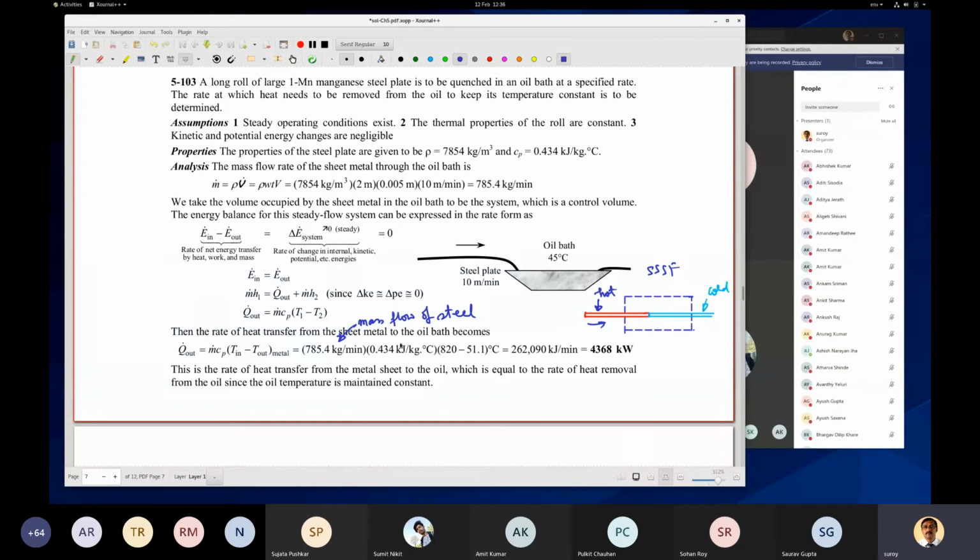So from here we know how much of the heat has to be transferred to the oil bath. And the oil bath also has to be continuously cooled so that the temperature is 45 degrees centigrade. So here, this is my control volume, the hot sheet coming in, the hot sheet going out, the hot metal going in and cold metal coming out.